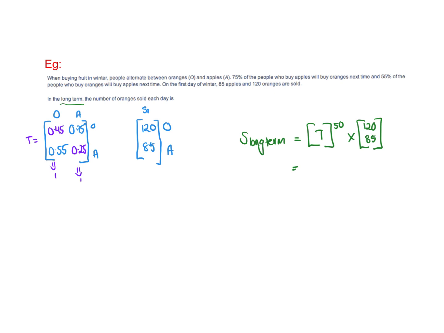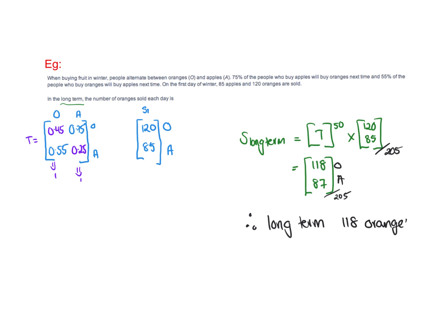So 120 over 85. So I end up with, now I can't go over 205, can I? So I've got to be careful. So 118 and 87. Does that give a total? So this was a total of 205. Is that a total of 205? Yeah, good. So therefore, remember, we've got to answer the question. In the long term, we'll have 118 oranges and 87 apples sold each day.